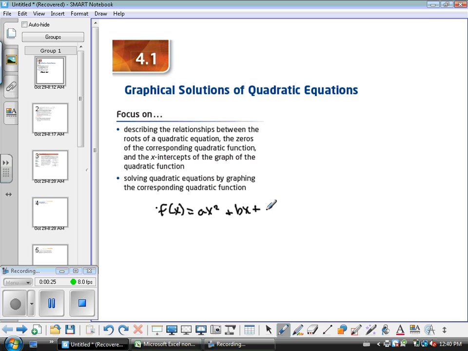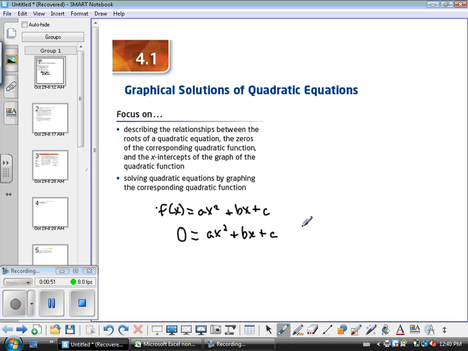You know that they can also be written in vertex form, but that's an example of a quadratic function. Now, a quadratic equation is just a little bit different. With a quadratic function, you can graph it, and f of x or y will always change when the x changes. A quadratic equation is when you have ax squared plus bx plus c, and that equals 0. So just a little bit different.